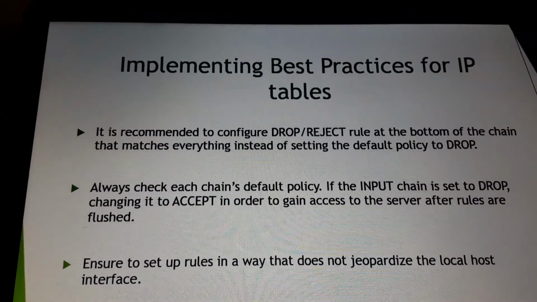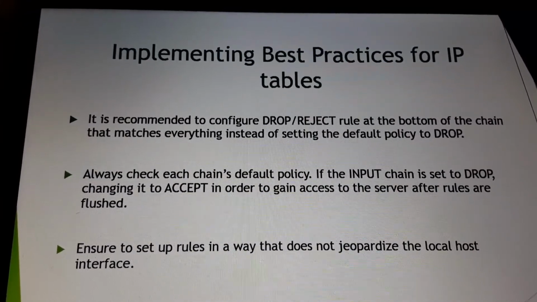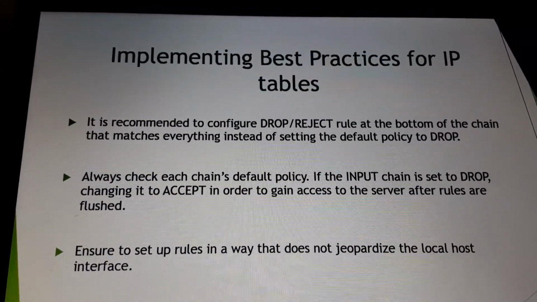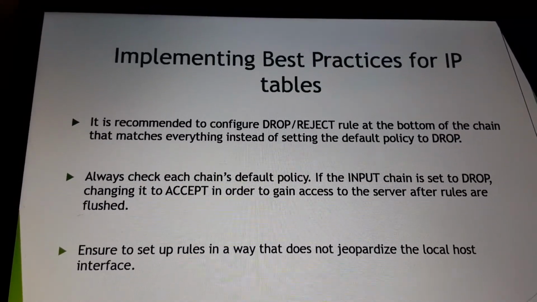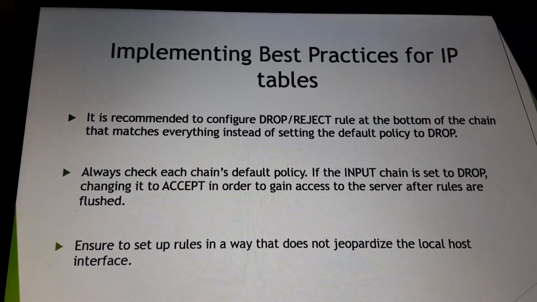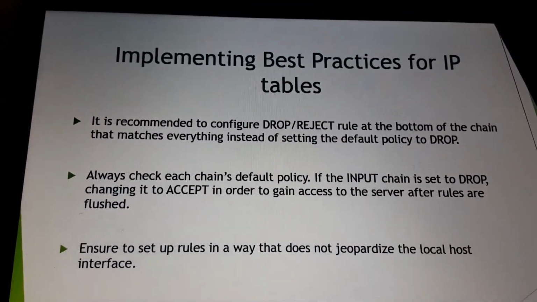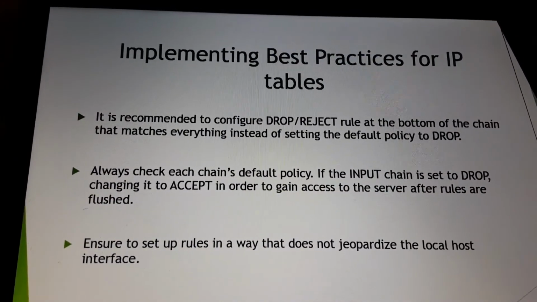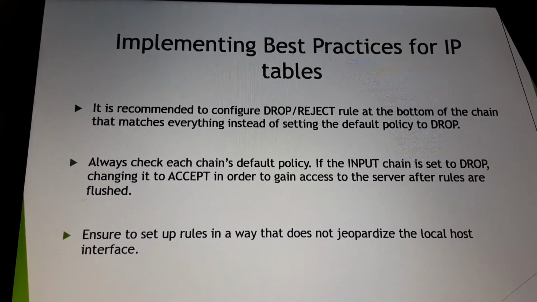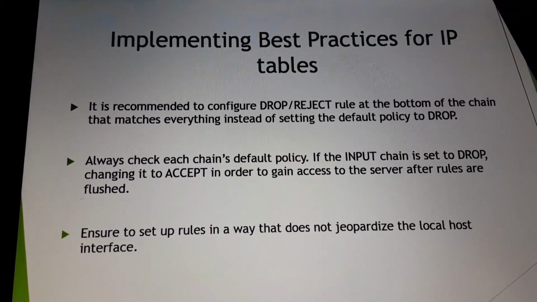Some of the ways of implementing best practices for iptables are, it is recommended to configure drop rules at the bottom of the chain that catch everything, instead of setting default policies to the drop rule. Also, always check each chain's default policy, and if the input chain is set to the drop rule, then change it to accept in order to gain access to the server after rules are flushed. Also ensure to set up rules in a way that does not jeopardize the local host interface.